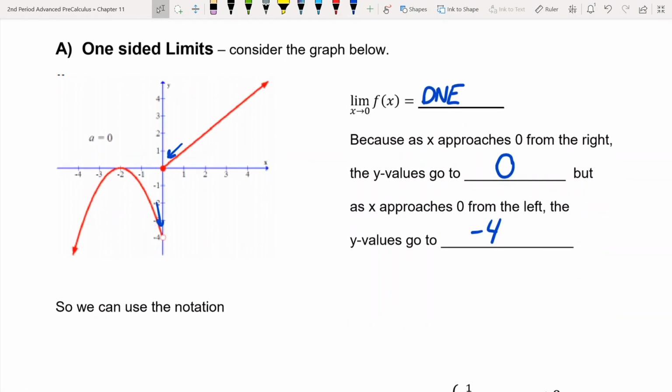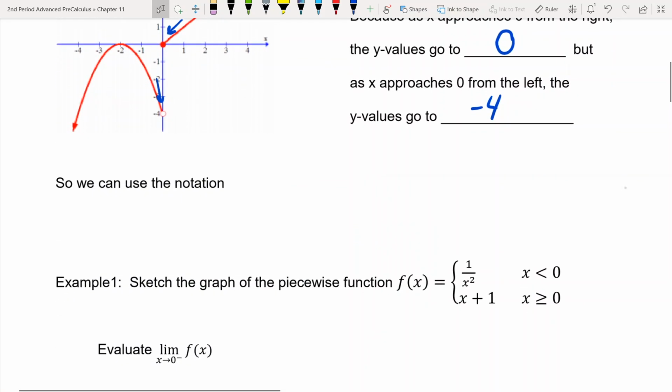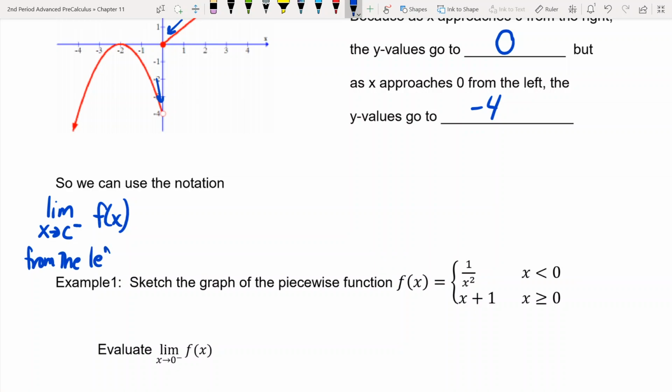However, we can look at a one-sided limit, which is what today's lesson is. If I wanted to do a one-sided limit, I could use this notation. The limit as x approaches c with a minus sign up here of f of x. This is saying the limit as x approaches c from the left. Or we could say the limit as x approaches c from the right. And this notation is from the right.